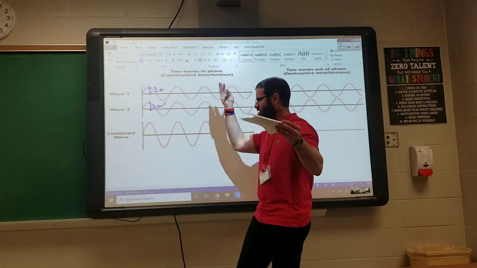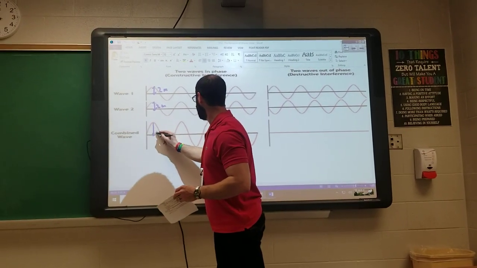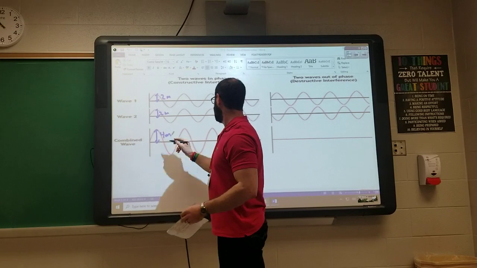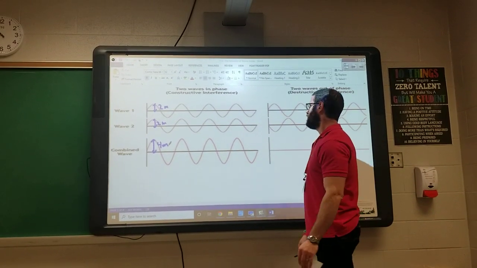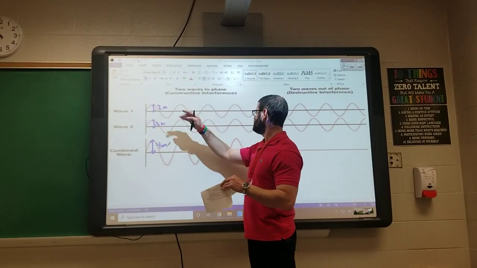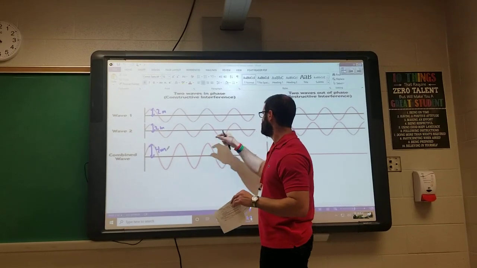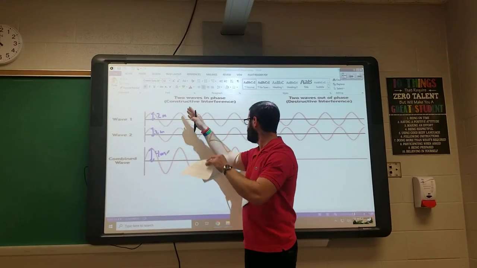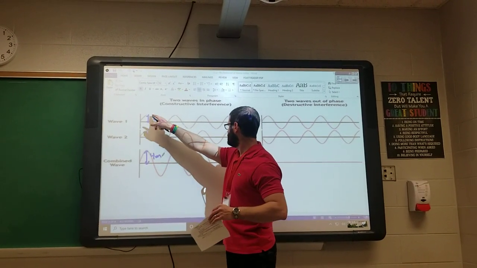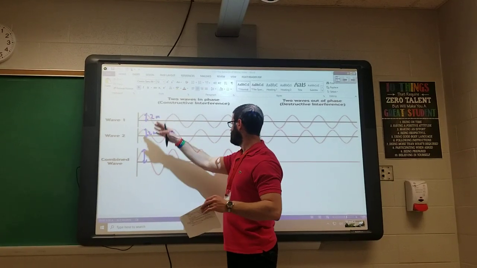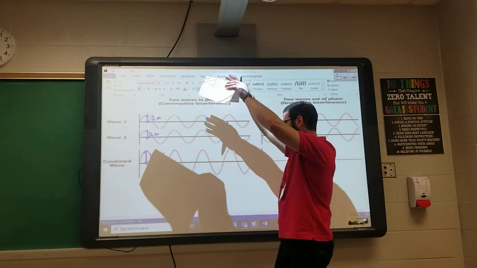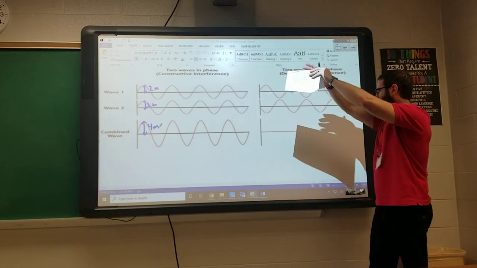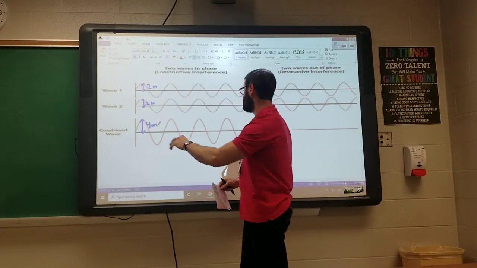2 plus 2, what's that? That's 4. So this wave, for example, would be 4 meters. Again, in constructive interference the waves interfere in such a way that their peaks occur at the same time. So basically you're adding the amplitudes, and you get a wave that has an increased amount of energy, or increased amplitude.